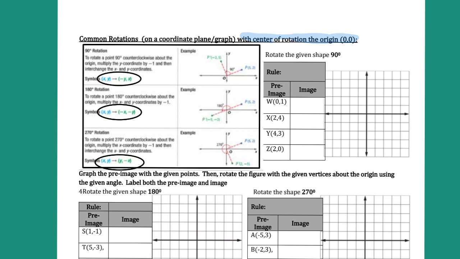Okay. And so if you take all your points and you graph them. So I'm going to start by graphing these original points, the pre-image points. 0, 1, and that's W. 2, 4. Okay, that's X. And then we connect them in order. And then this is Y. And then Z is 2, 0. Okay, so we've got our original shape, our pre-image, and we're going to rotate this with the center being here.